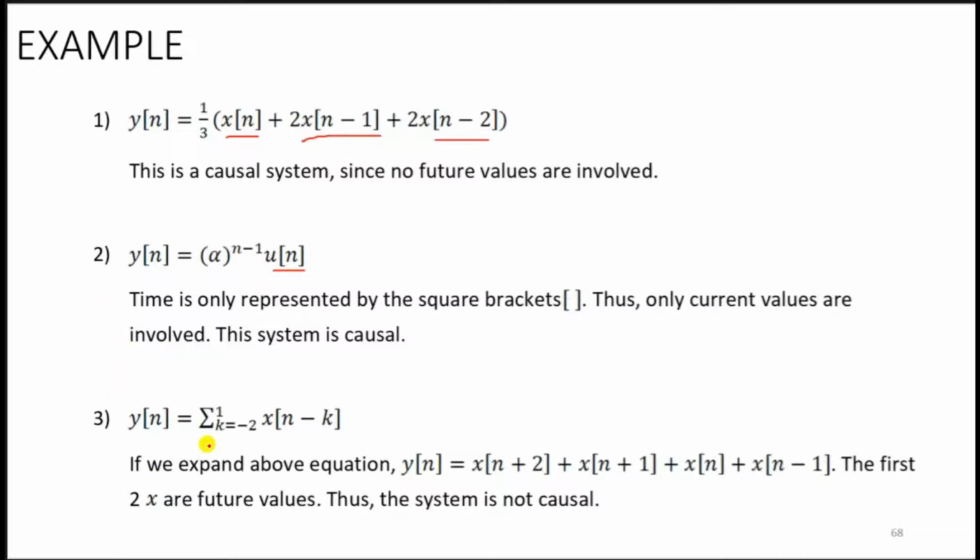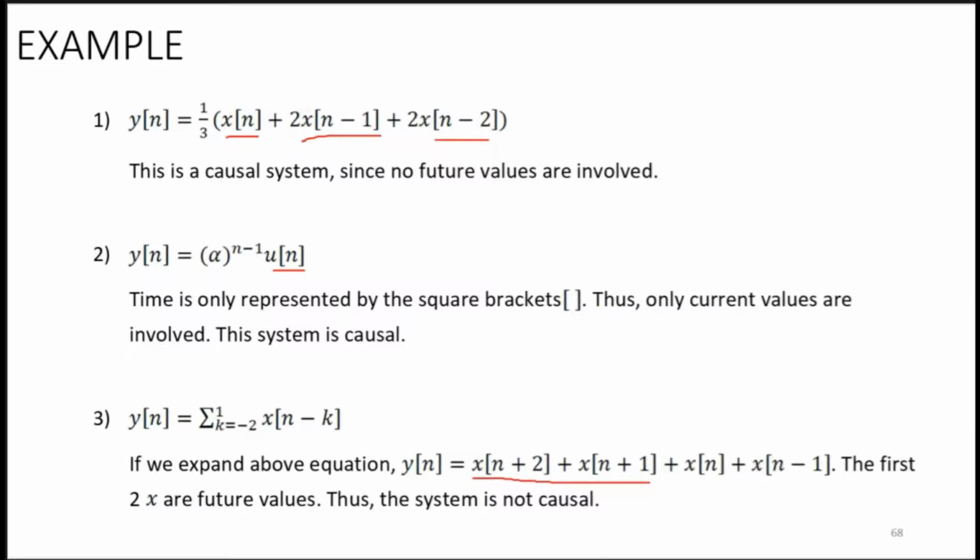Now, the third system is x[n minus k], where k is between minus 2 and 1. When you expand this equation, you get x[n plus 2], x[n plus 1], x[n minus 1]. We know that these two are on the left-hand side of the axis, and so those are future values, so the system is not causal.